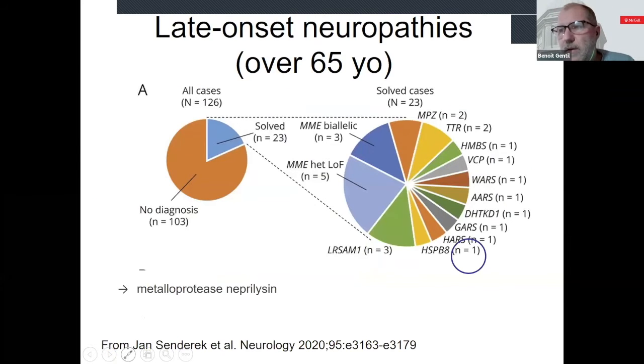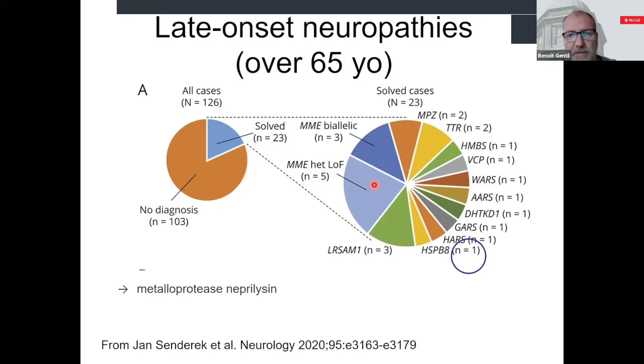So I told you that axonal neuropathies started in the first decade, second decade, but in fact you can also have late onset axonal neuropathies. So they are triggered over 65 years old, and this was published very recently in this very nice article in Neurology. What they have done, they took different cases, 126 cases. So it's a small cohort, but still interesting. And they screened with whole exome sequencing for genes involved in axonal neuropathies. And this could solve only 23 cases out of these 126.